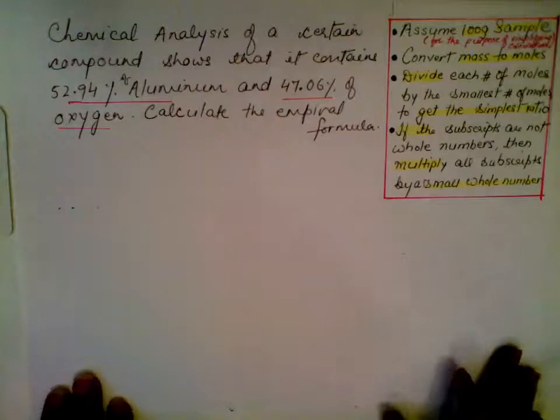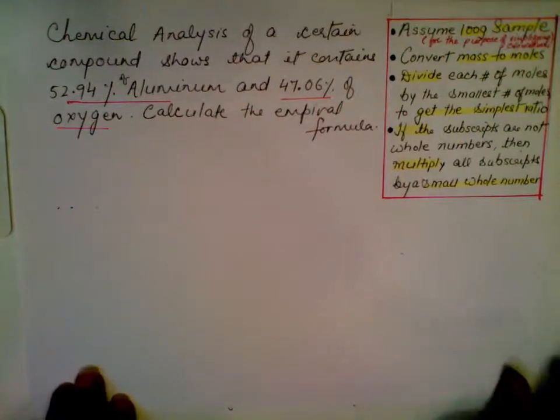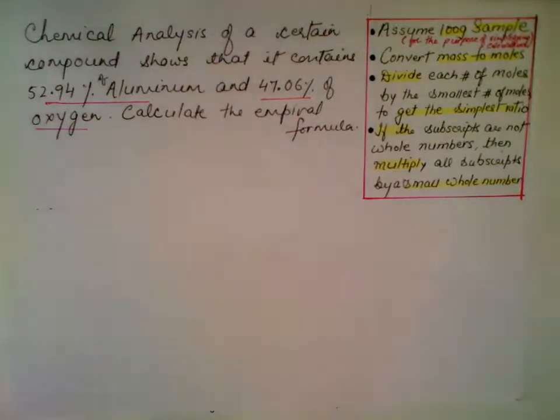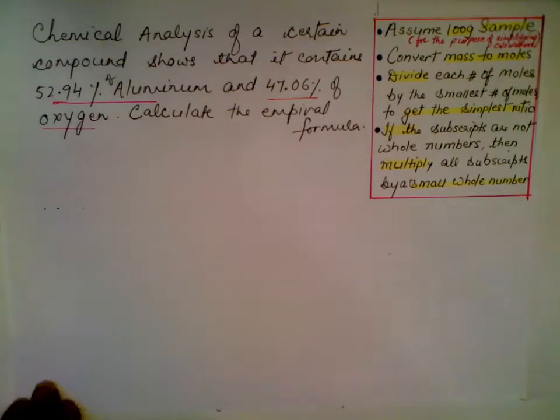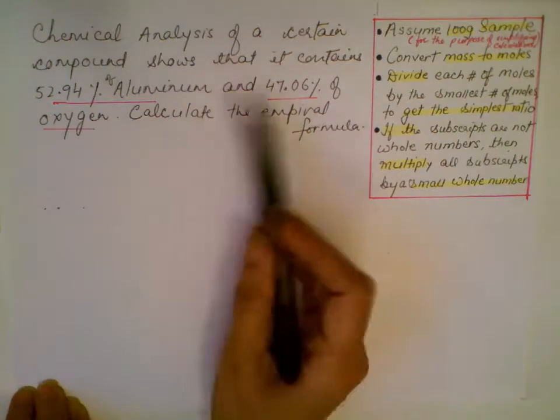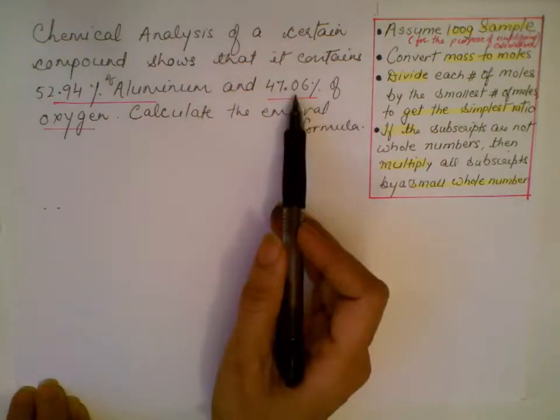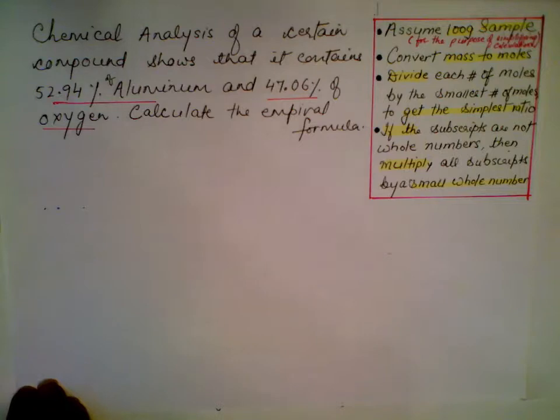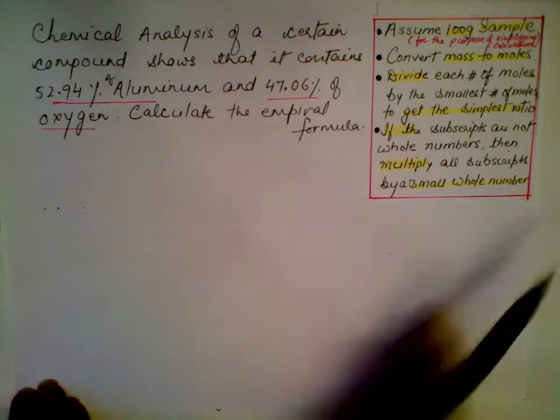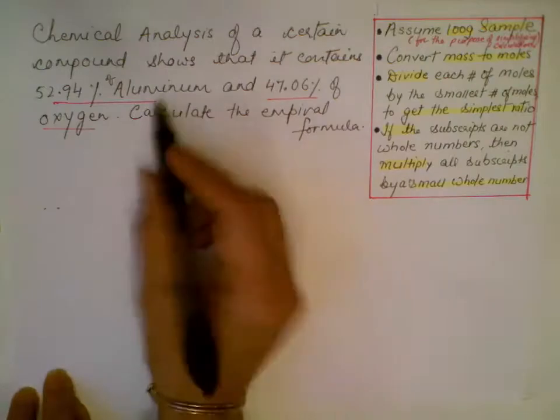Chemical analysis of a certain compound shows that it contains 52.94% of aluminum and 47.06% of oxygen. We have to figure out the empirical formula. So we need a periodic table, so please have your periodic table ready. Whenever you have these problems given in percentages, you just assume that the sample is 100 grams for the sake of simplicity with the calculation.